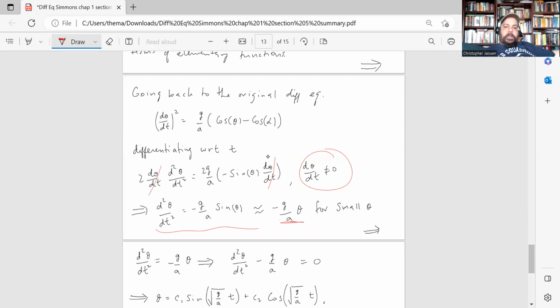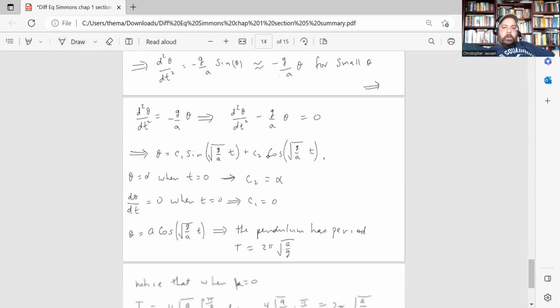It's actually homogeneous. So here, d²θ/dt² is approximately equal to negative g over a times θ, if you use a small angle approximation. Remember, for small θ, sin θ is approximately equal to θ. That's called a small angle approximation. So we get this linear second order differential equation as an approximation over here.